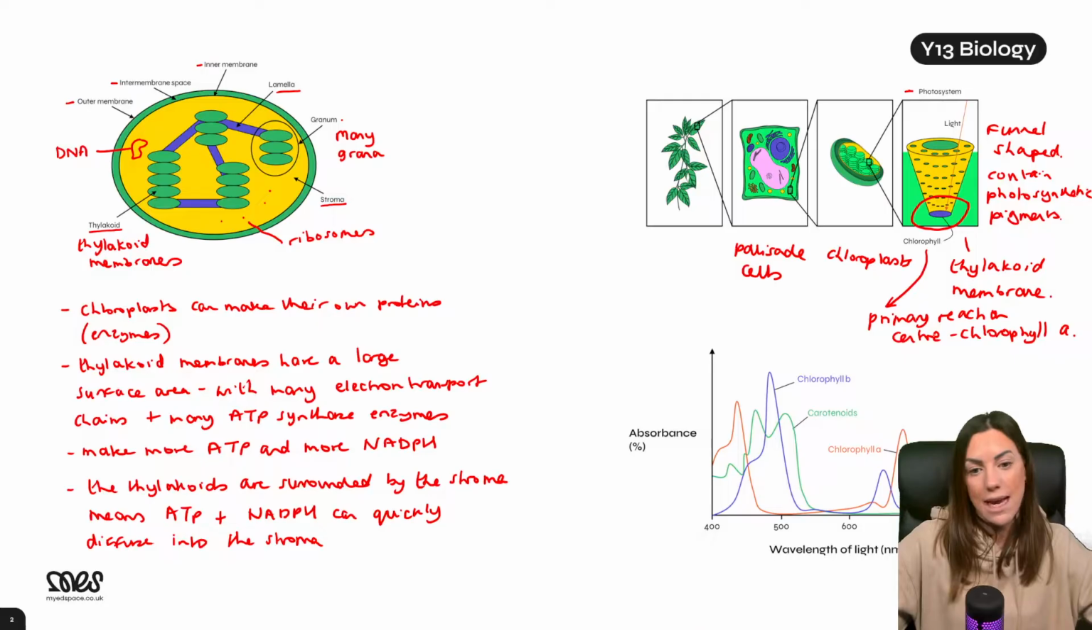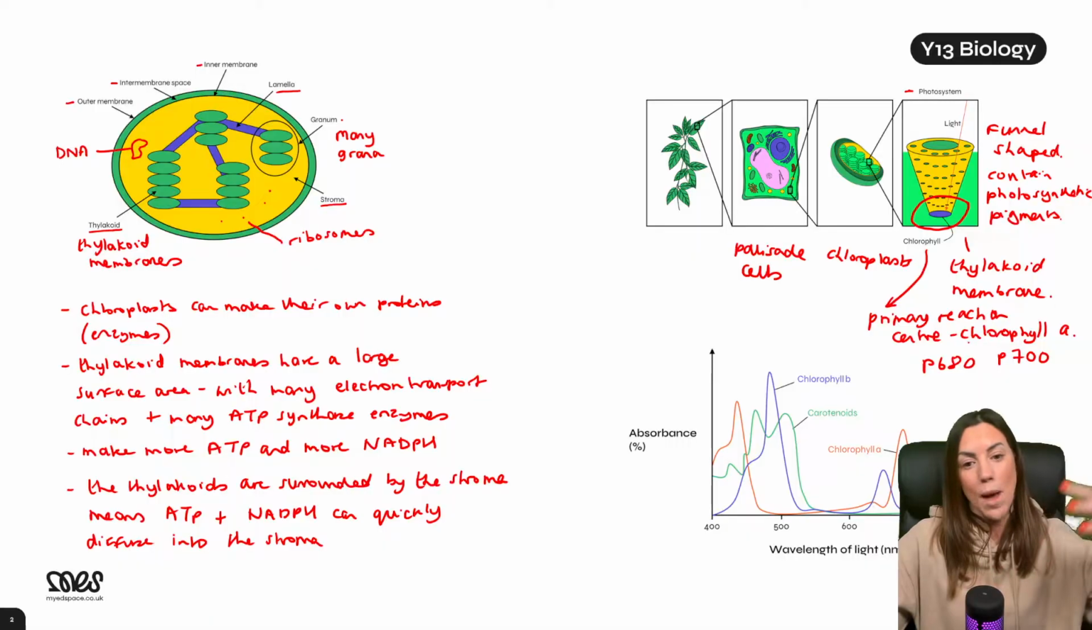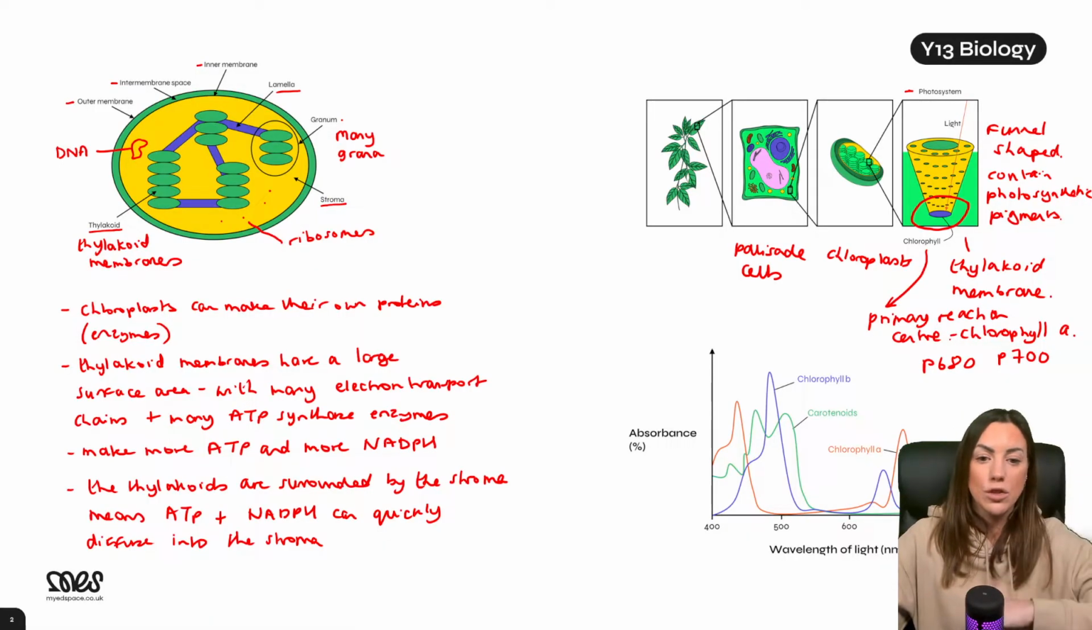There are two different types of chlorophyll A, P680 and P700. They're found in the primary reaction center because that's where most of the light energy is funneled to. And chlorophyll A will absorb that light energy and use it for the light dependent reaction.